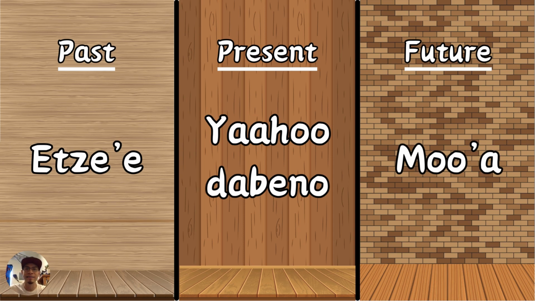So for the past, if you want to say yesterday, it's this word, izii. Present is today. One way to say today is yahurabino. And in the future is tomorrow. Tomorrow is mu'a.